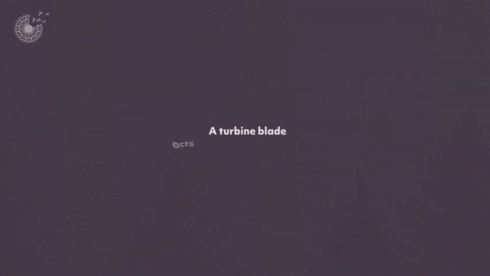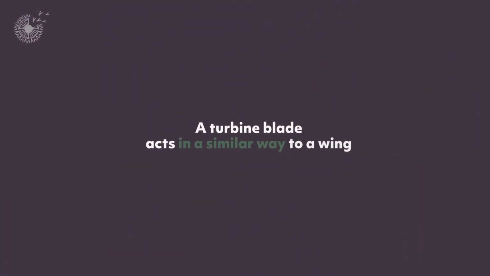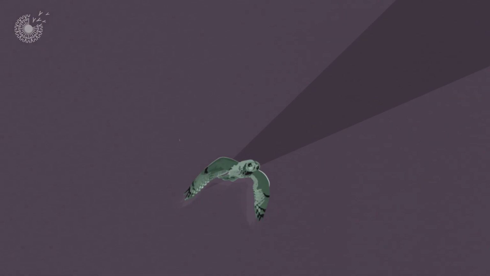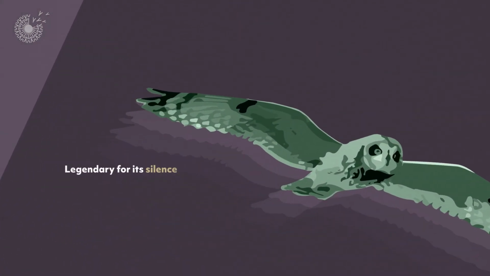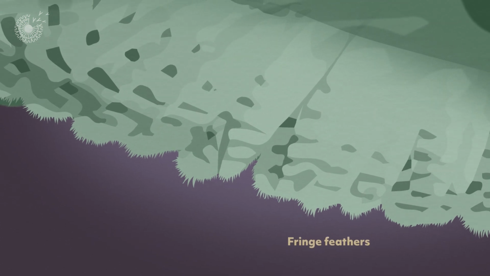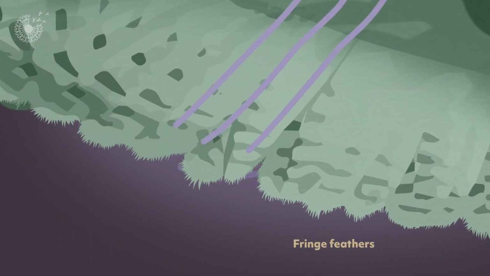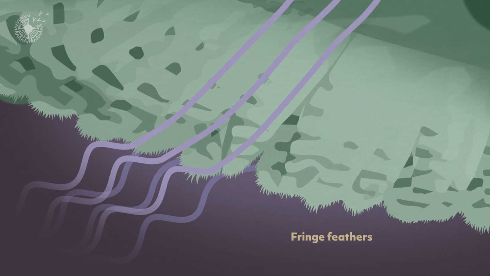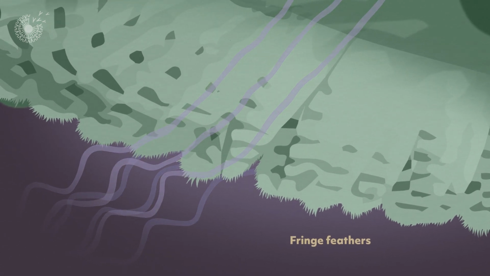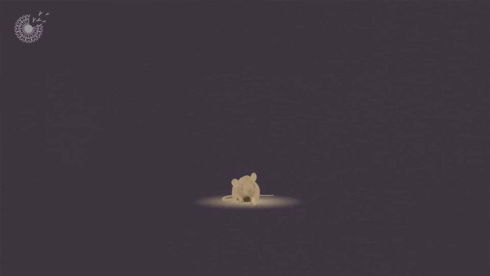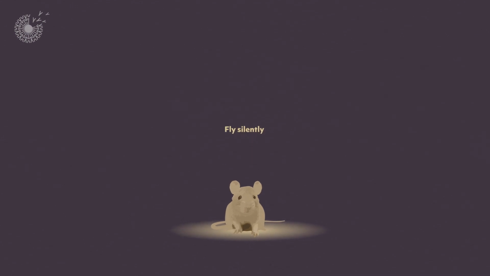A turbine blade acts in a similar way to a wing. And an owl's wing is legendary for its silence. The feathers feature a specialized fringe along the trailing edge that forces air to mix at specific locations, muffling the sound of air flowing around them. This allows owls to fly silently to catch prey.